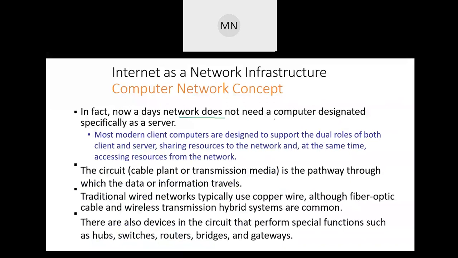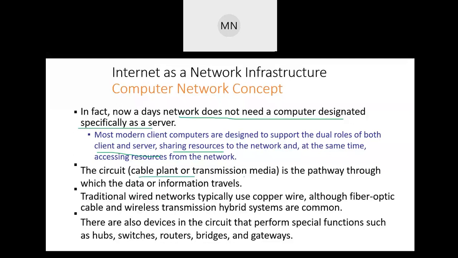So nowadays a network does not need a computer designated specifically as a server, because most modern client computers are designed to support the dual roles of both client and server. Previously, in old technology, we had to maintain the client and server technology separately. If required, we can maintain a client and server kind of connection, so that we can control the clients. Whereas sometimes there is no need to control the clients, and then the clients themselves can form a network and communicate. So nowadays in small networks, the connected systems can act as both client and server and can share resources over the network.